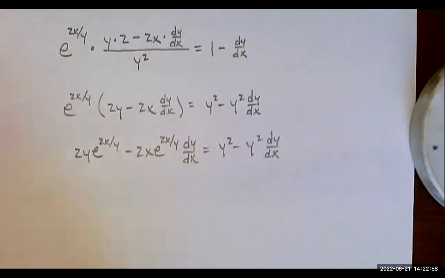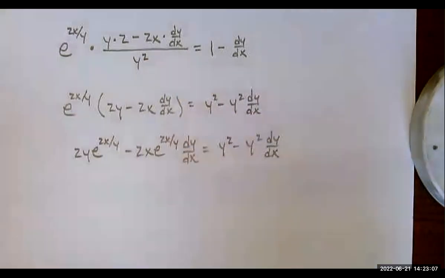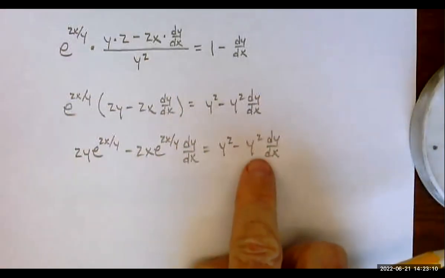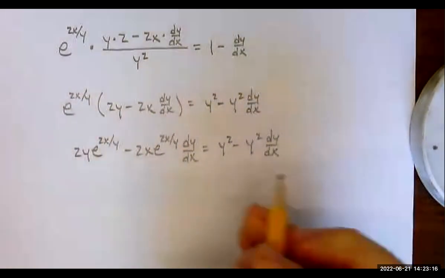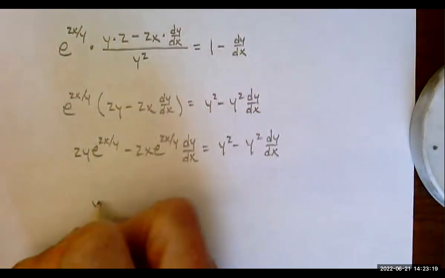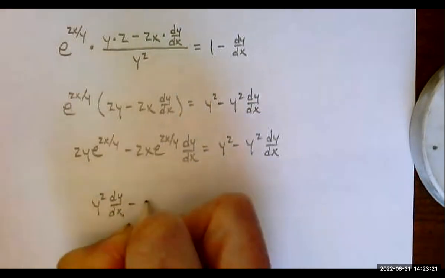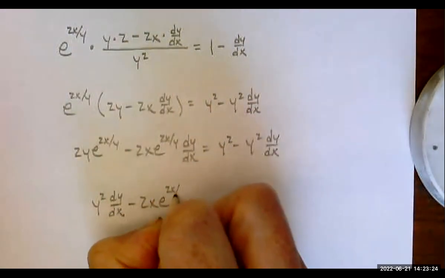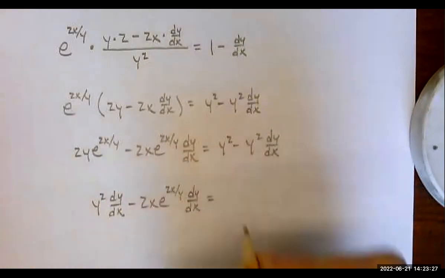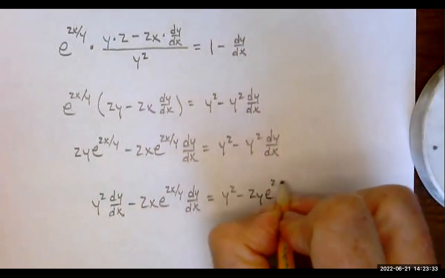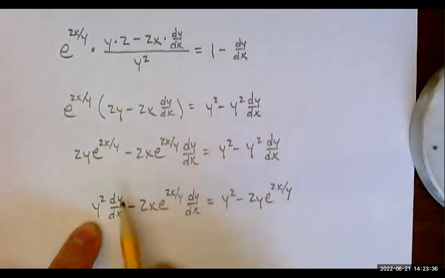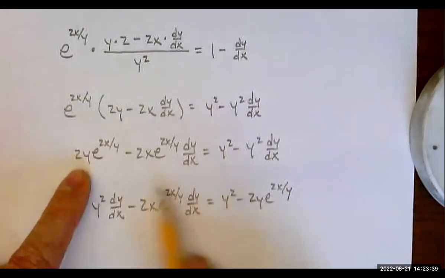Now I see my 2 dy over dx terms, and I see 2 non dy over dx terms. I could go about this one of two ways. I'm going to add this one over to the left, and I'm going to subtract this term. If I add this over, I'll put it in front, y squared dy over dx minus 2x e to the 2x over y dy over dx, and I'm going to subtract this in the same step. So this got added over here, this stayed, this got subtracted.